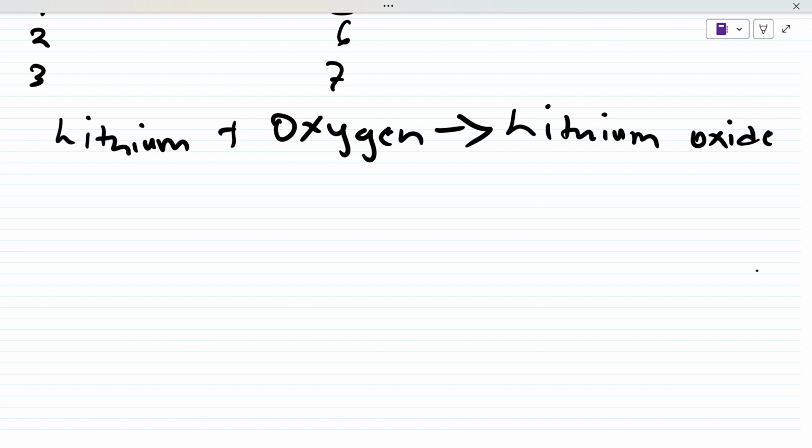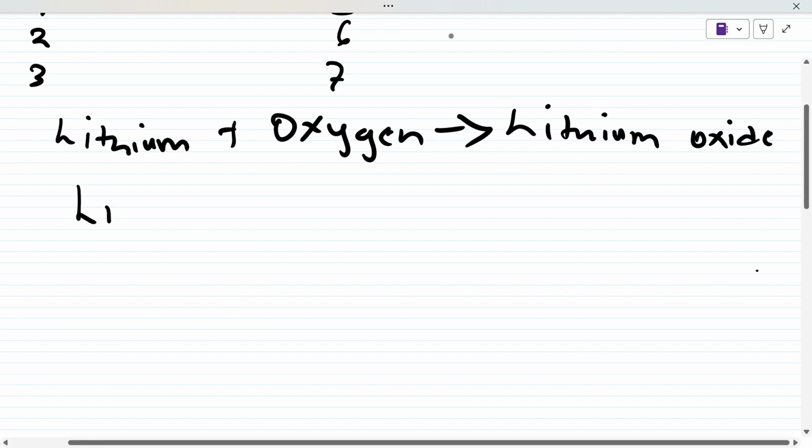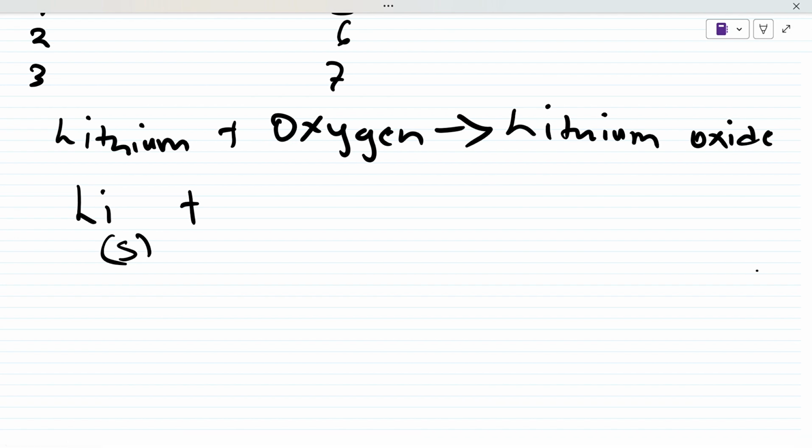Now, after writing the word equation, I'm going to introduce the symbols. The symbol for lithium from the periodic table that we analyzed initially was Li, and since it is a metal, I'm supposed to write the state symbol. This is a solid. I'm going to react it with oxygen, and oxygen is a gas. Most gases are diatomic. Let me explain that also in depth.